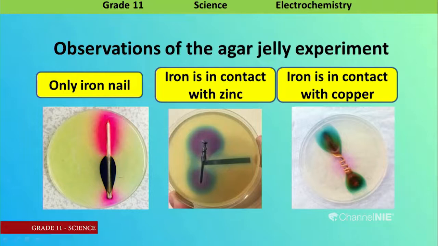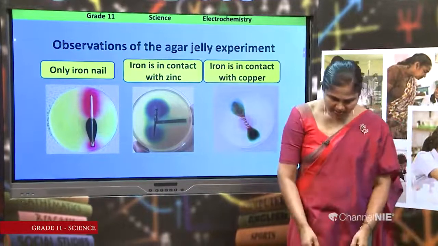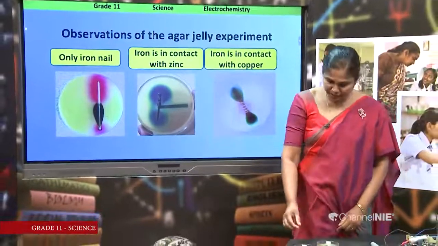Here, when the iron is in contact with zinc, you can see this is also pink. When the iron is in contact with copper, what has happened here? The dark blue area is higher and only the pink area is seen at the middle where the copper metal is in contact. Let me explain the reason for this, children. Before that, just go to the real experimental setups that I have arranged for you.